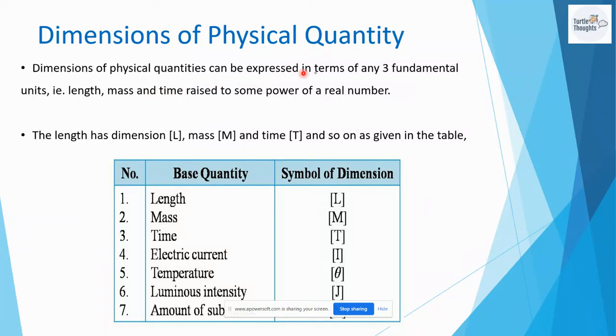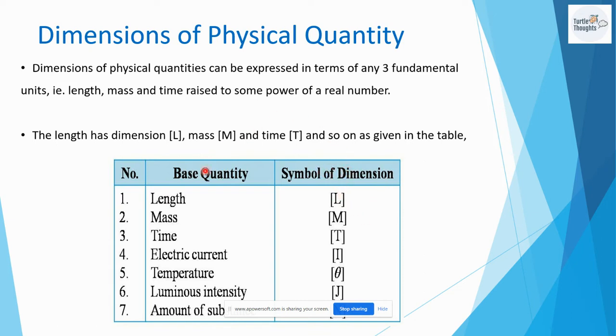Dimensions of physical quantity. Dimensions of physical quantities can be expressed in terms of any three fundamental units, that is length, mass, and time raised to some power of a real number. What does this mean? This means that any derived quantity can be expressed in terms of a fundamental quantity.